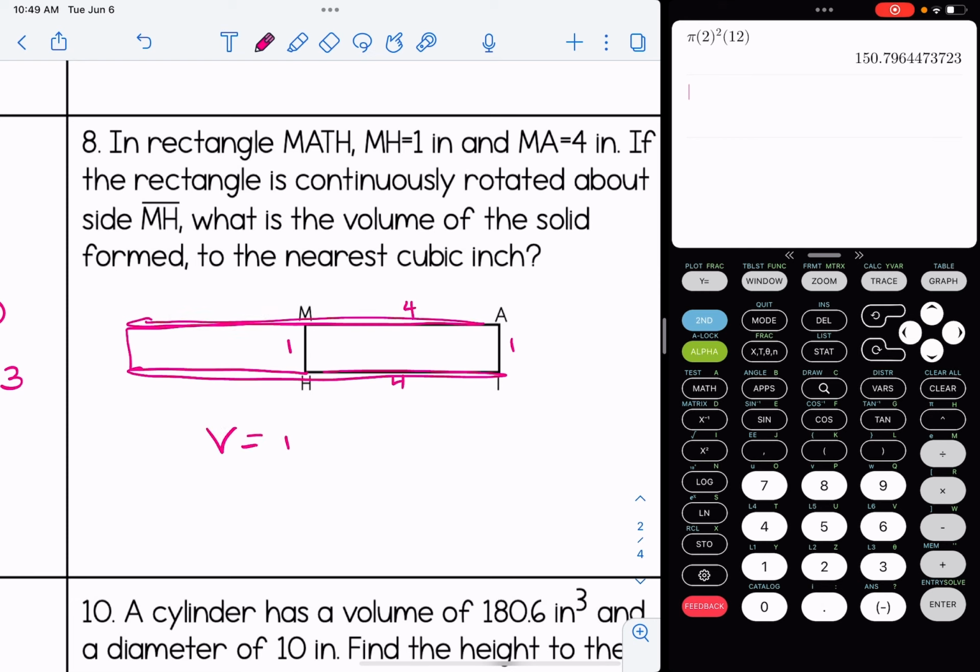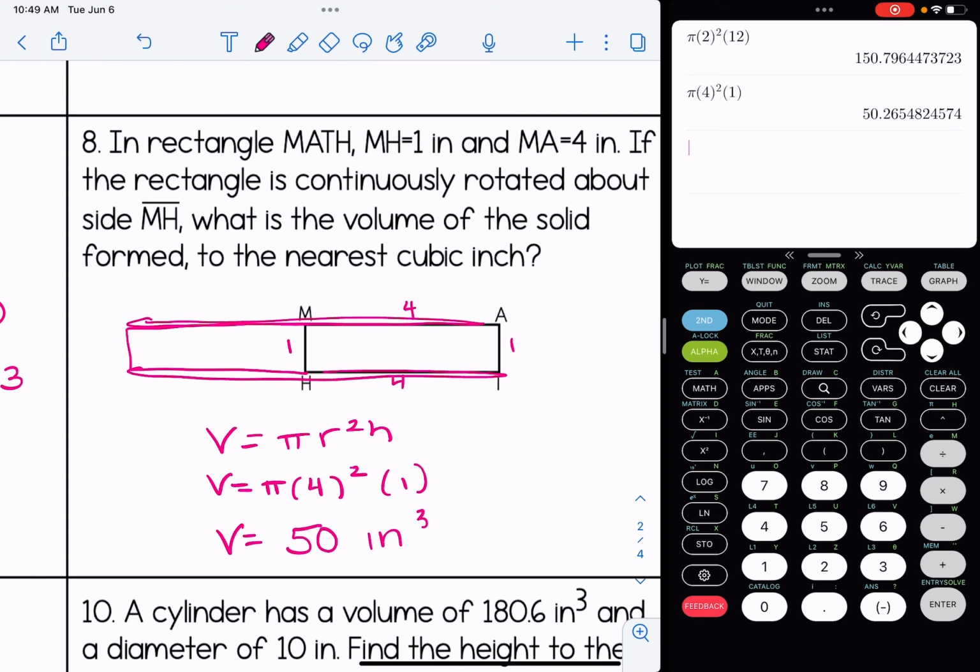So I am going to find the volume of this cylinder that was formed. I can see that the radius of this cylinder is 4, and I can see that the height is 1. Okay, so the height is how tall it is from base to base, and I'm going to put that in the calculator. We're rounding to the nearest cubic inch, so I got 50 inches cubed.